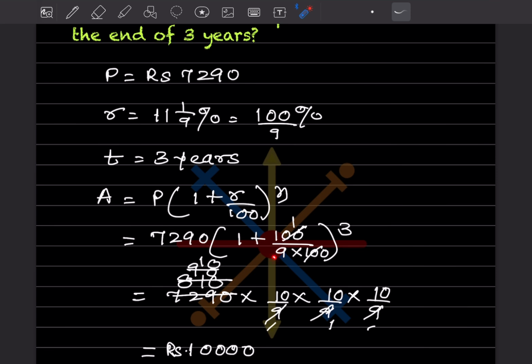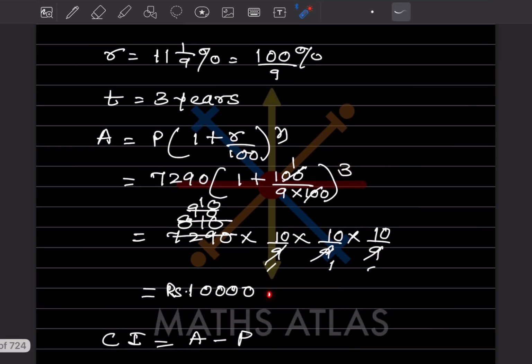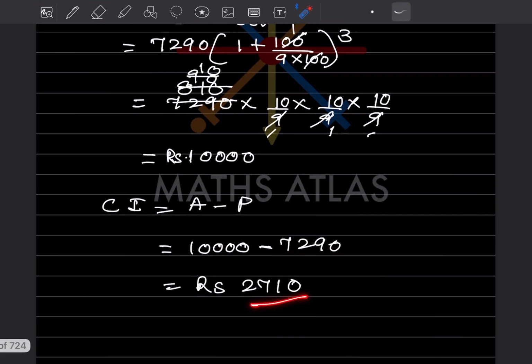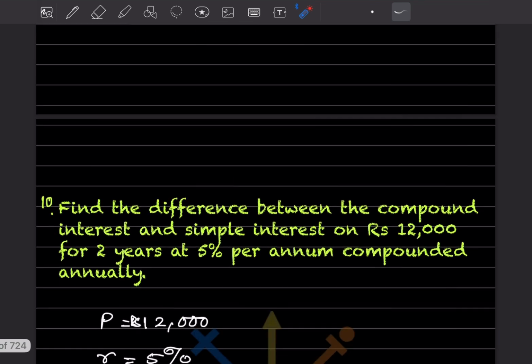So now you have 9, so this will be 9 plus 1, that is going to be 10 by 9. So that should be multiplied 3 times. So after simplifying, we get this as 10,000. So we want the compound interest, which will be 10,000 minus the principal is 7290, which will be rupees 2710.